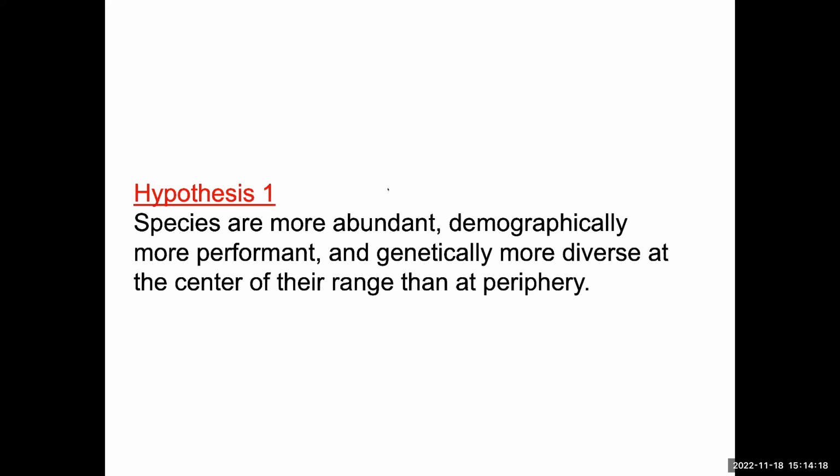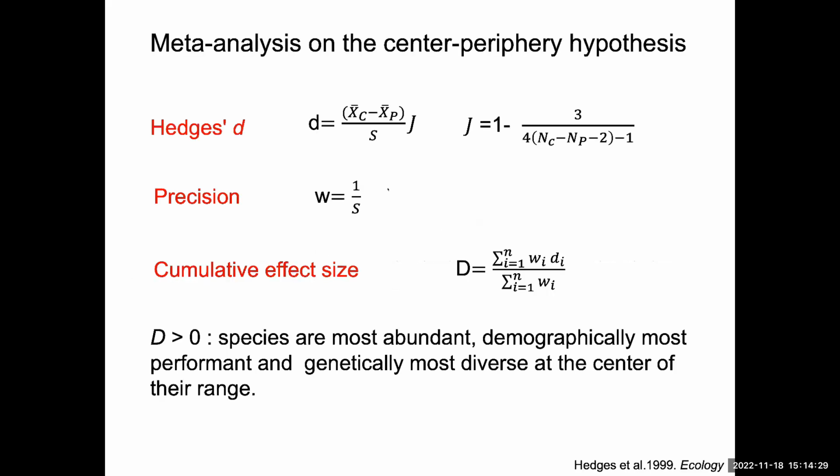I predict that, yes, species are most abundant, demographically more performant, and genetically more diverse at the center of the range than at the periphery. To test this hypothesis, I conducted a meta-analysis using studies testing the center-periphery hypothesis over the past 50 years.